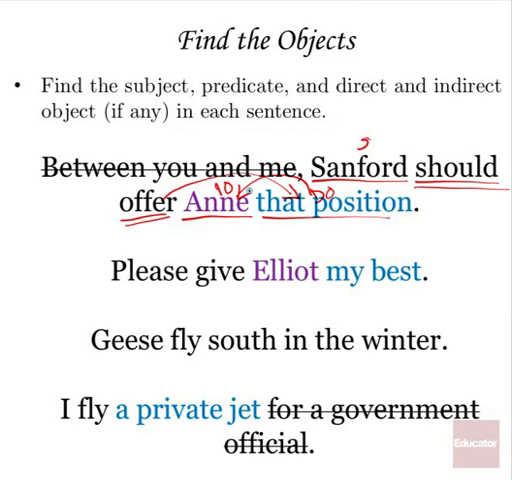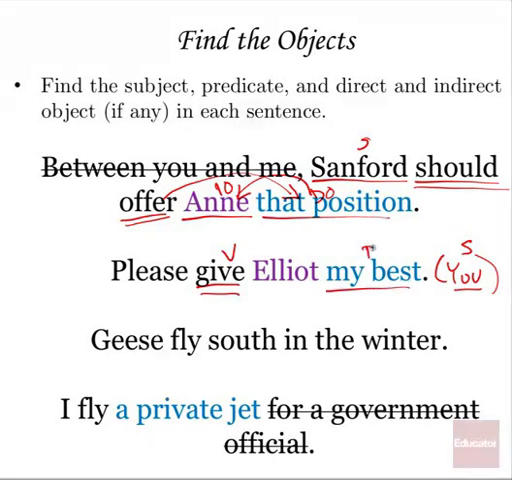All right, please give Elliot my best. Now, this is an imperative sentence. It's a command. So the subject is actually the implied you. What do? You give, that's our verb, Elliot my best. Well, my best is the direct object because it's receiving the actual giving, and Elliot is the indirect object because he is receiving the best.